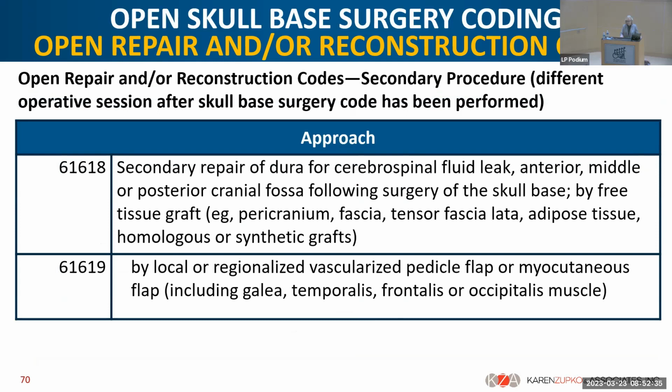So, and this is the secondary codes only if the patient comes back later at a different operative session, either that day or the second day or the third day, where there's a CSF leak that is noticed. You take them back to the OR after a skull-based surgery, and either you do a fairly simple, just a dural repair, or you've got to actually do a vascularized flap, a muscle flap to repair that. That's the higher valued code, 61619.